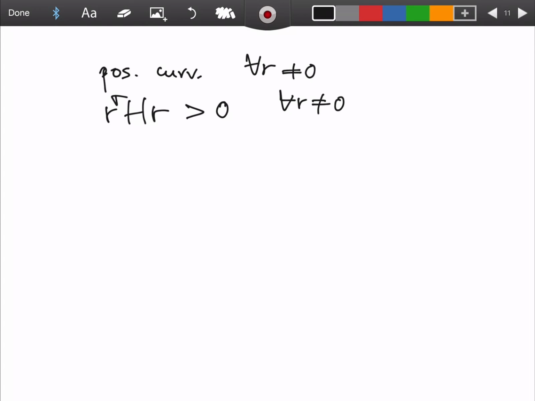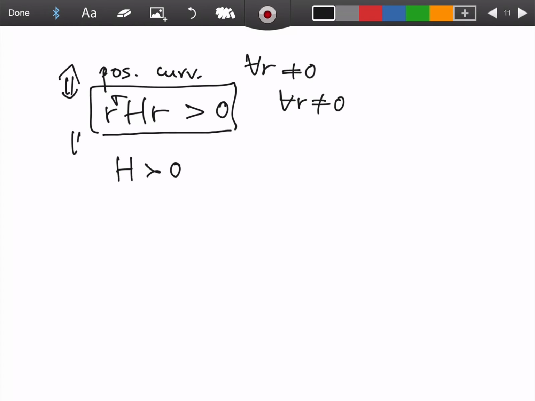And the algebraic property of a matrix that satisfies for every r this quadratic form being strictly positive is called a positive definite matrix. Okay, so I demand that the Hessian, these are if and only if statements, right? So the Hessian is positive definite.